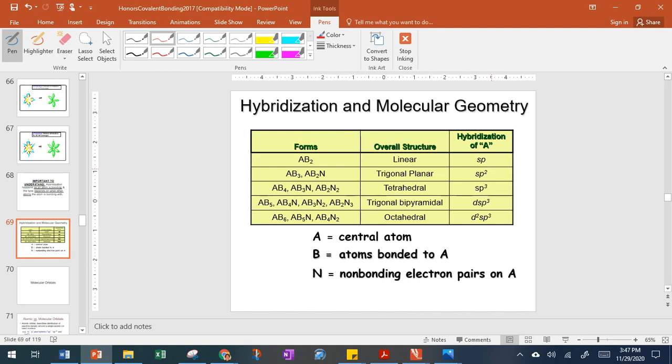So I want to practice this using a worksheet that you guys worked on a couple nights ago. I'm just going to pause this for a second and bring that up.